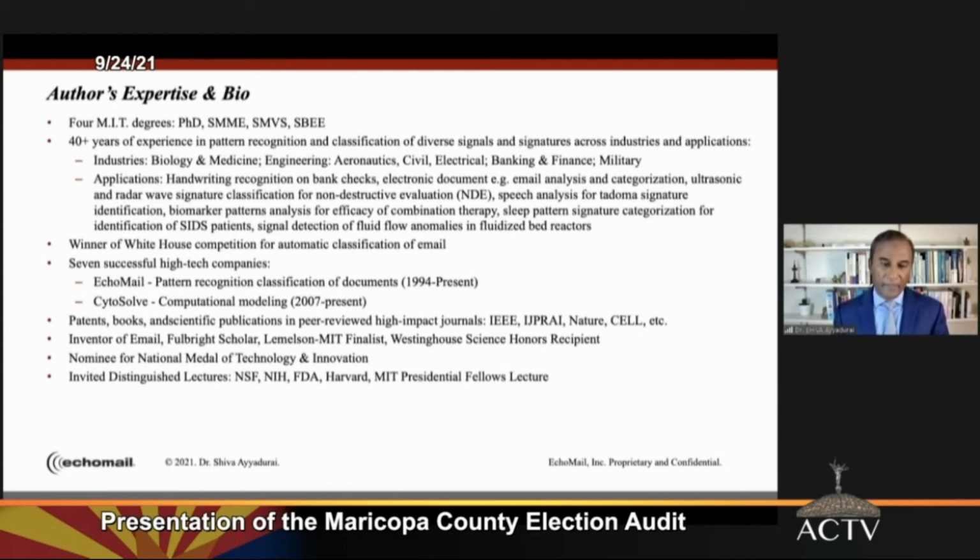But beyond that, my focus for 40 plus years has been in this field of pattern recognition and classification in biology and medicine, engineering, aeronautics, civil, electrical, banking, and finance, military, across a range of areas, handwriting recognition on bank checks, email analysis. In fact, as a graduate student, I was the only graduate student asked to participate. I won the White House competition for automatically categorizing the White House's email.